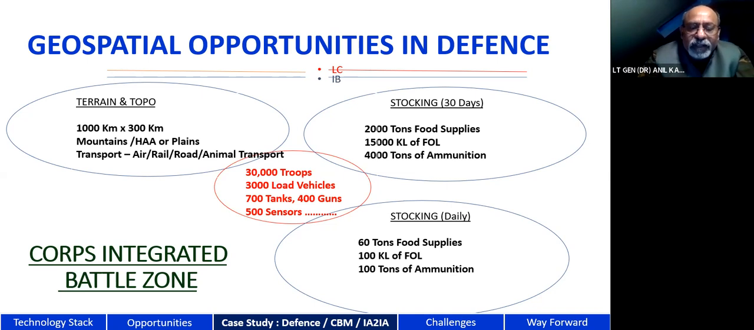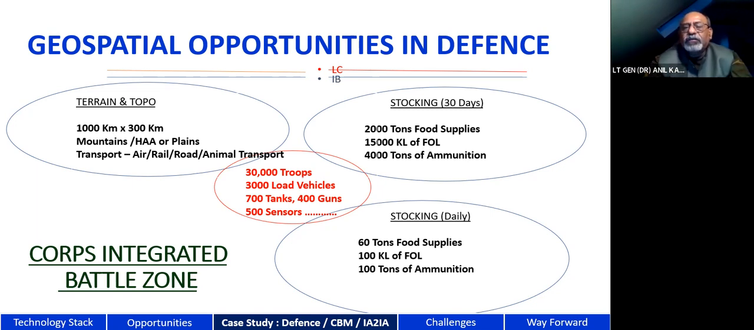And when I say these sensors, these are the major sensors, it will be in terms of radars, electro-optic sensors, drones. And therefore, this is the kind of footprint. When we look at terrain and topo, it's about 1,000 kilometers by 300 kilometers, roughly 300,000 square kilometers area. It could be mountains, it could be high altitude areas also thrown in, it could be plains. And when we look at transportation in these areas, we look at air transportation, rail, road, and animal transport. In some cases, where we have big lakes like you all have heard of Pangong Lake, it could also be use of speedboats. So that is another dimension of transportation there.